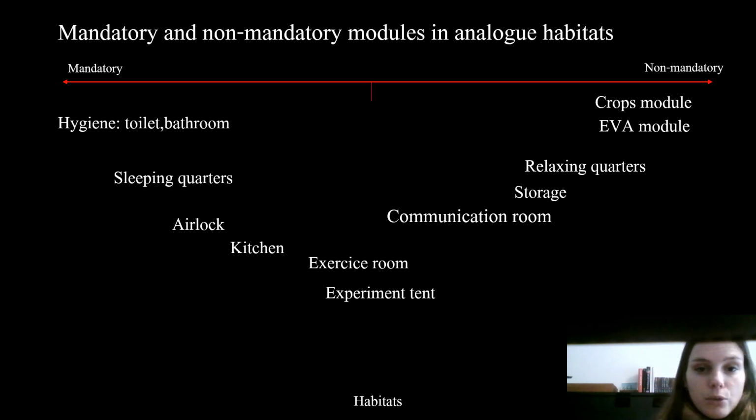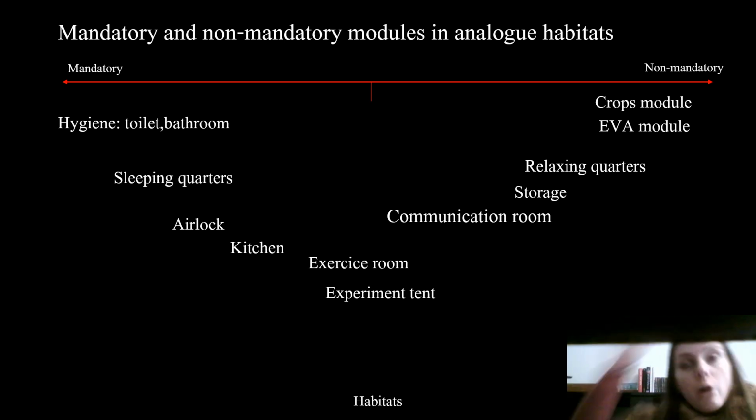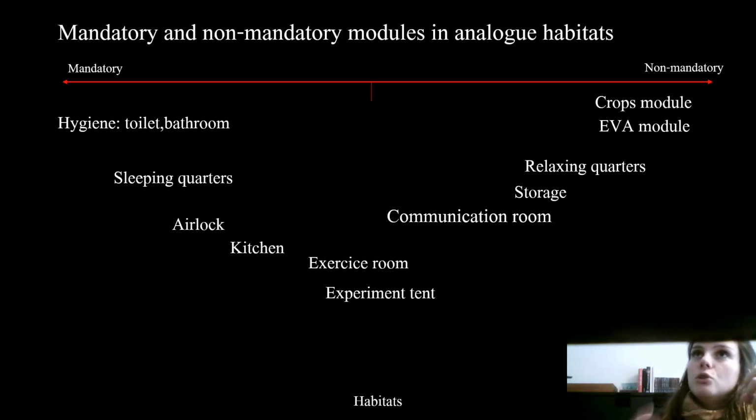Another non-mandatory module is, for example, the crops module. By crops, what I mean is agricultural crops. So if you are trying to grow your own plants, your own food, you're going to need a special room for that, or part of a module. But it's actually not something that all analog space missions have. I think only Habitat Mater has it all the time. HI-SEAS tends to have a lot of crops growing, but it's not very usual, and normally you don't have a module just for it.